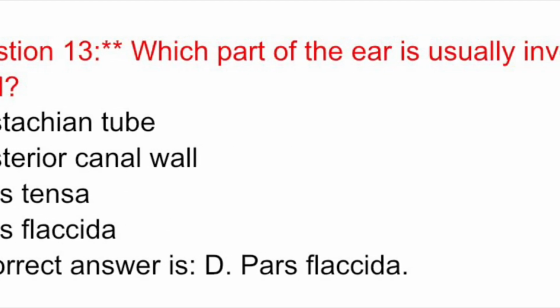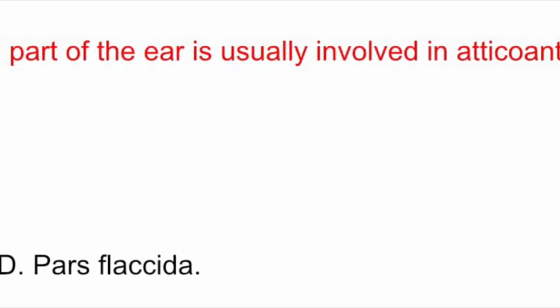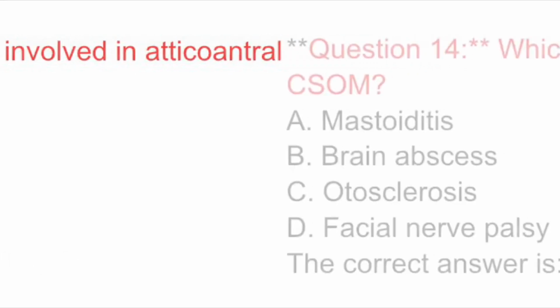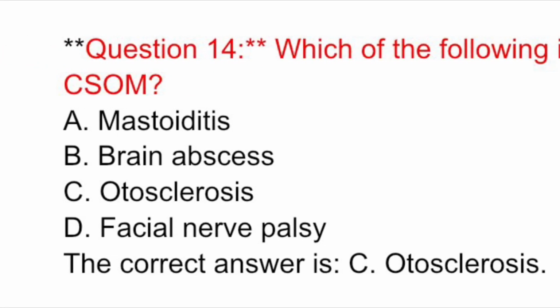Question 13. Which part of the ear is usually involved in atticoantral CSOM? A. Eustachian tube B. Posterior canal wall C. Pars tensa D. Pars flaccida. The correct answer is D. Pars flaccida.